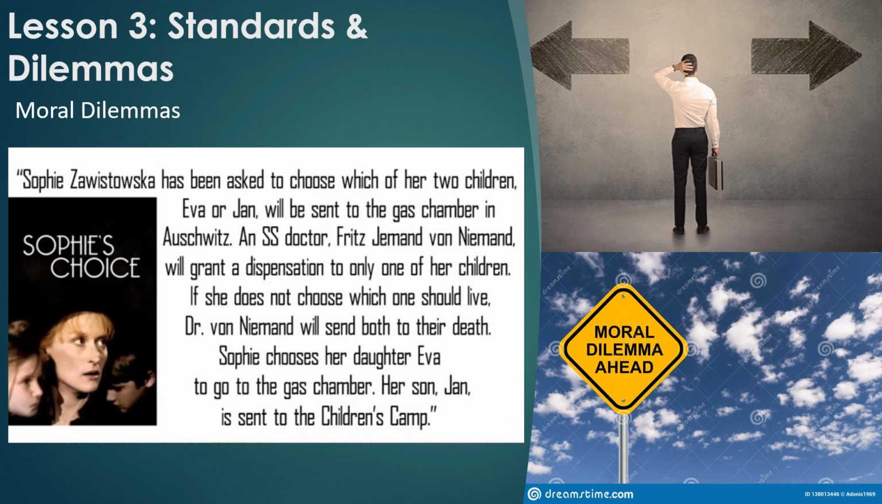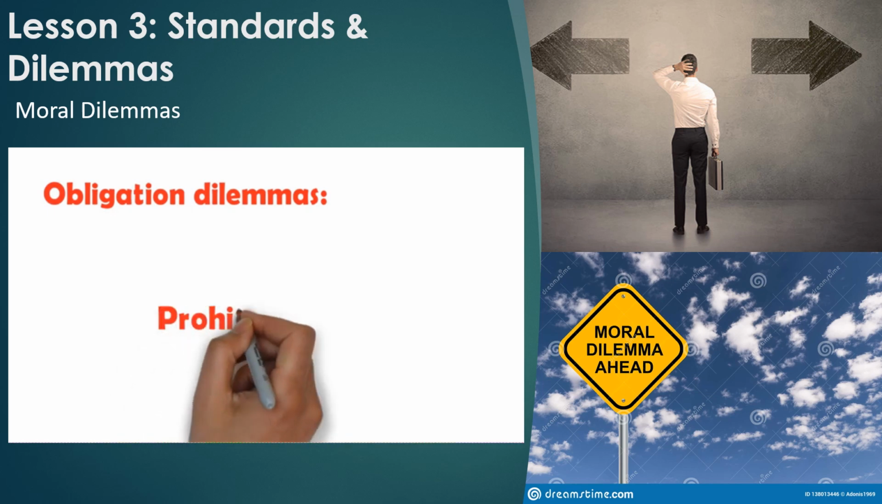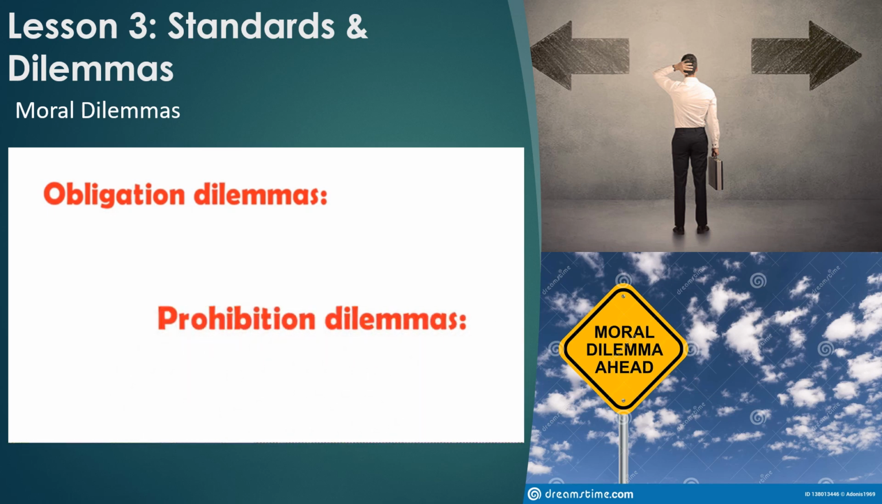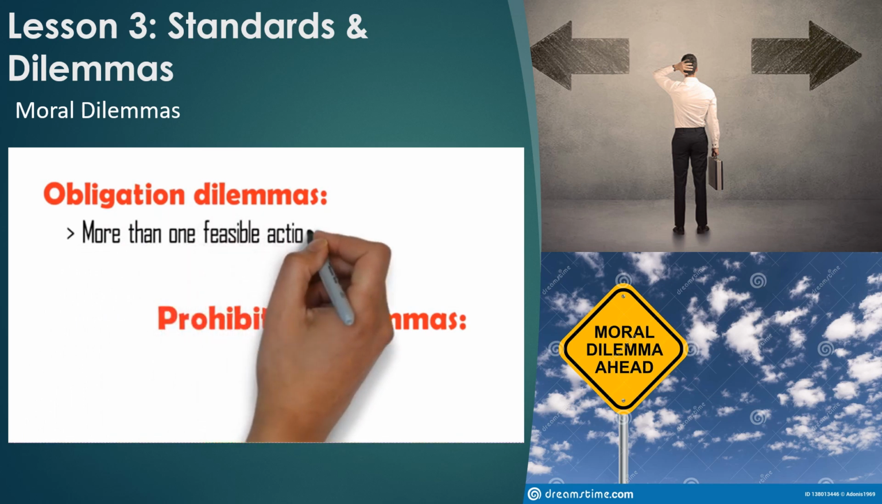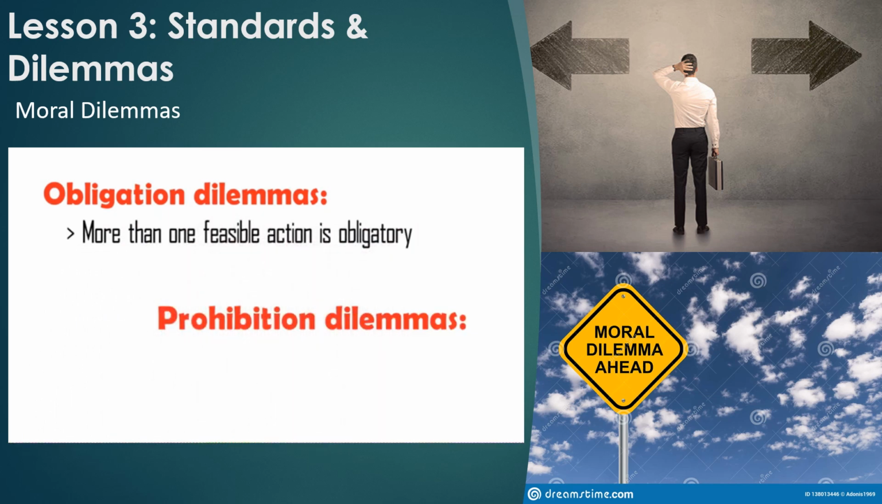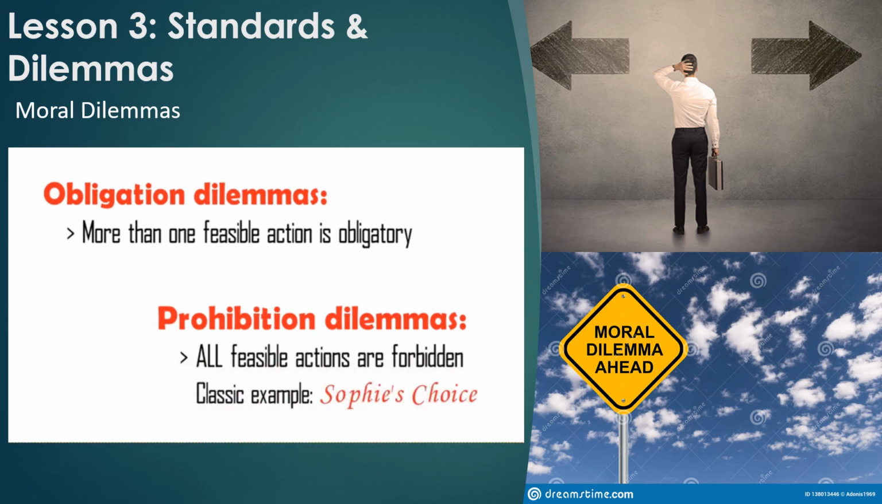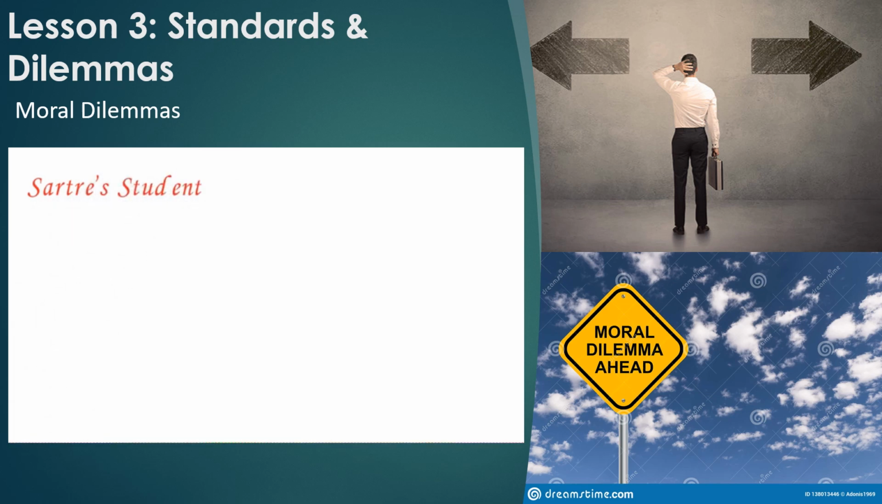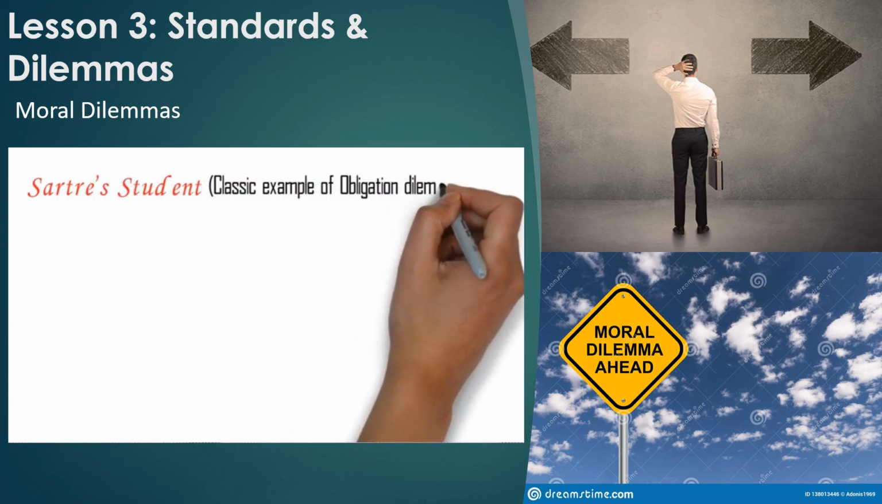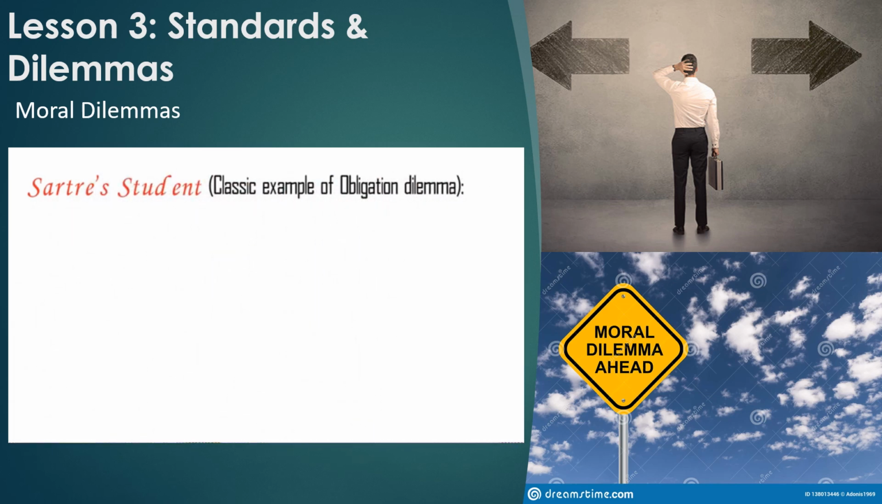Now, on the third category of moral dilemmas, we have obligation dilemmas and prohibition dilemmas. Obligation dilemmas are situations in which more than one feasible action is obligatory, while prohibition dilemmas involve cases in which all feasible actions are forbidden. The famous Sartre student is a classic example of an obligation dilemma.